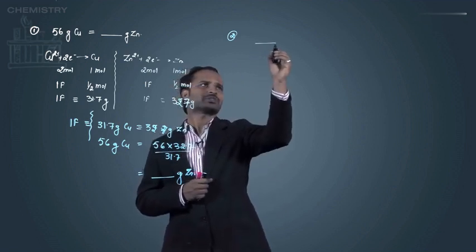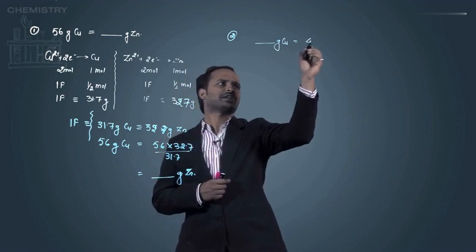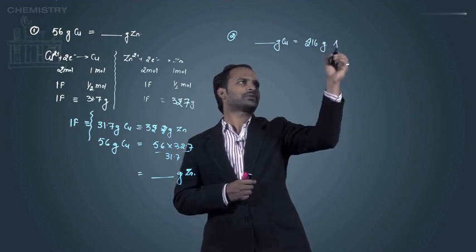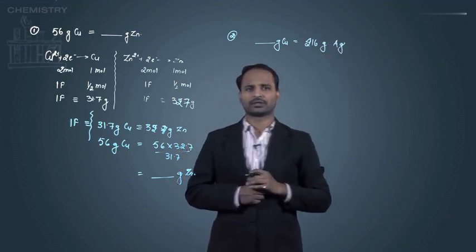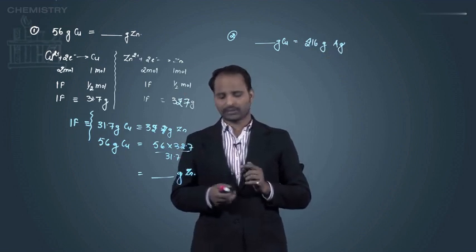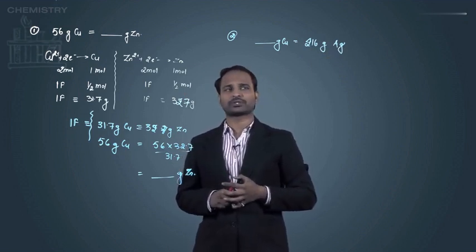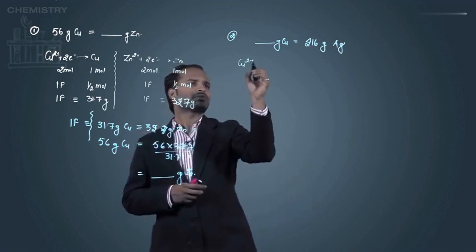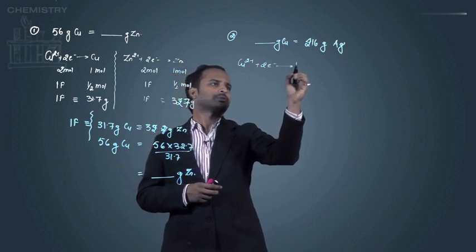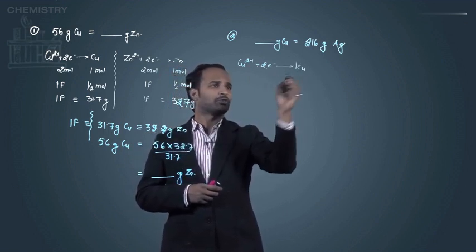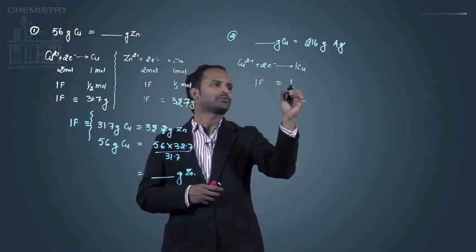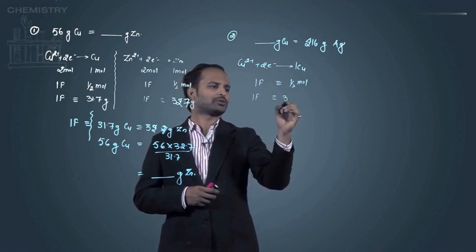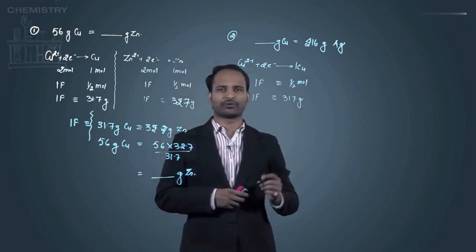The second question is: how many grams of copper are deposited if 216 grams of silver has been deposited in another cell, on passing the same amount of electricity? First write the reaction: Cu2+ plus 2 electrons gives 1 mole of copper. So 2 Faraday will give 1 mole of copper, and 1 Faraday will give half a mole of copper, which means 31.7 gram, half of 63.4.